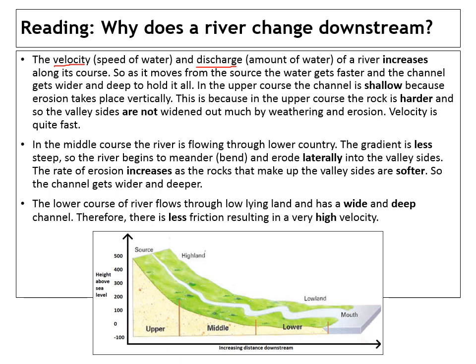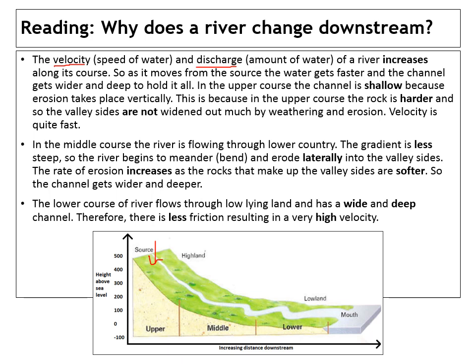In the upper course, the channel is shallow because erosion takes place vertically. Okay, so the channel being shallow means that it's not that deep. Okay, and erosion takes place vertically because it's cutting downwards as opposed to widening the river channel at that point, because there's not that much water in it. It's quite a thin river. It will generally erode down as opposed to outwards. Again, this can be very complicated, so don't worry if you don't get your head around it straight away.